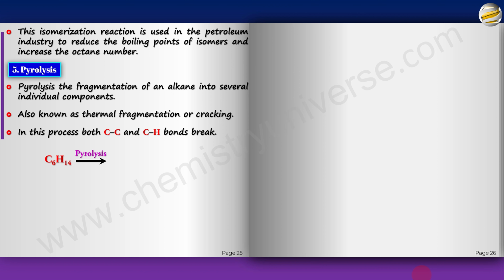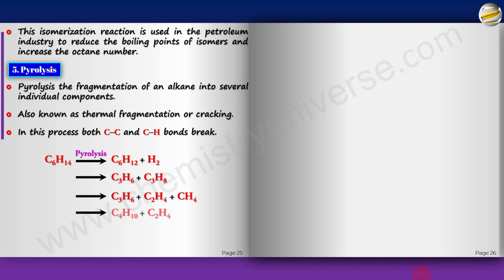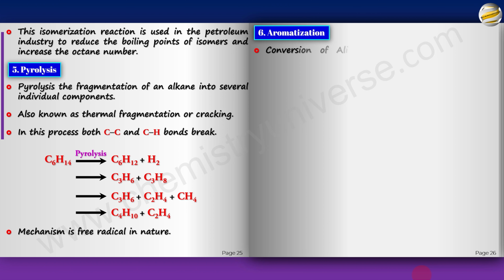So when you do pyrolysis, let's say 2 carbon atoms give 2 H, give the H2 and form an alkene. The C-C bonds can break. You can get this, you can get this, you can get a variety of compounds. It's free radical. We really don't have to do much in this. Then comes aromatization. Now in aromatization, this is the conversion of aliphatic compounds to aromatic compounds.